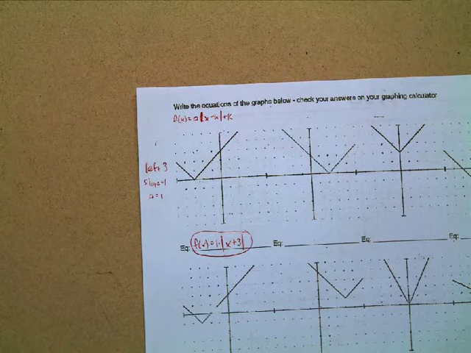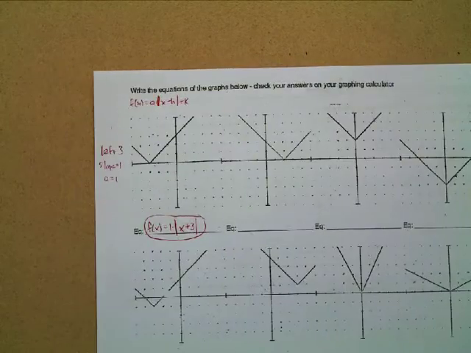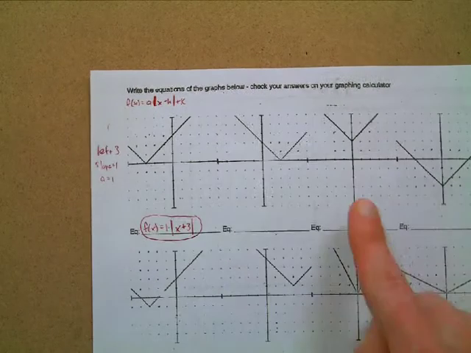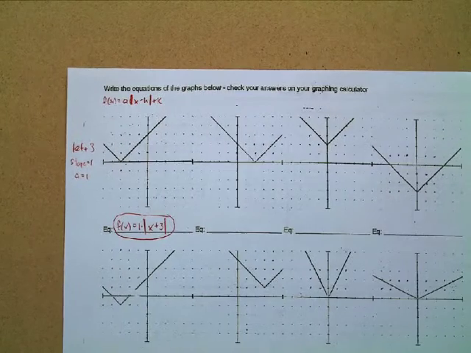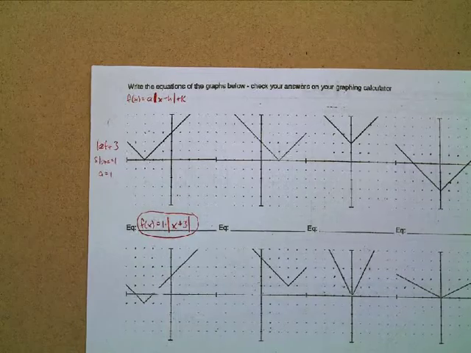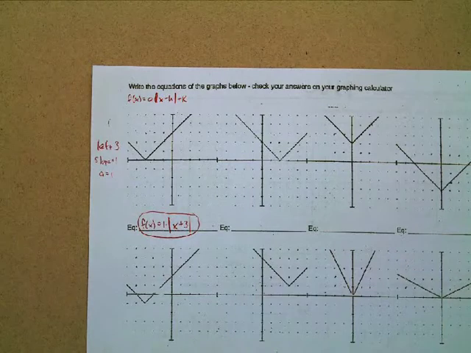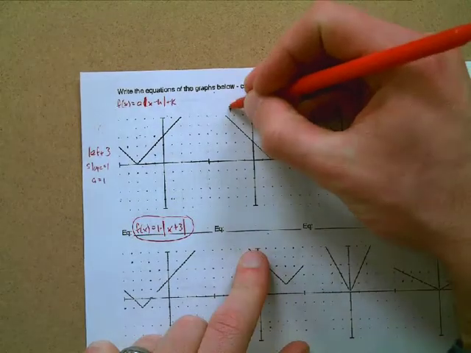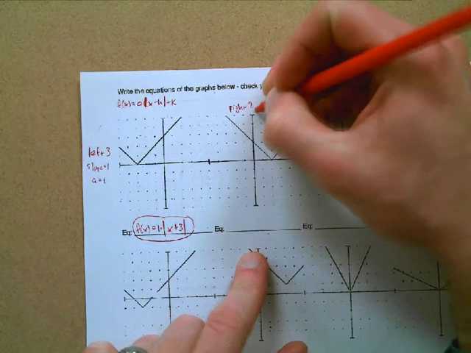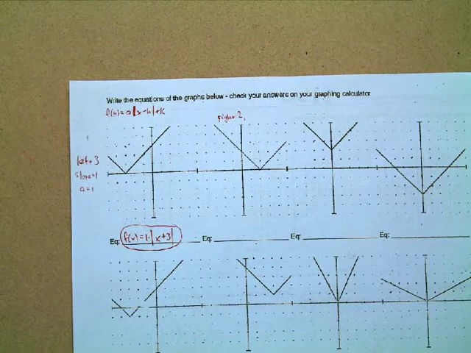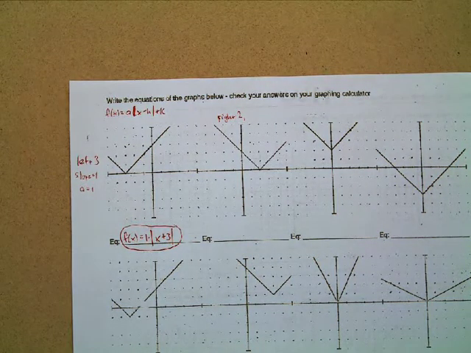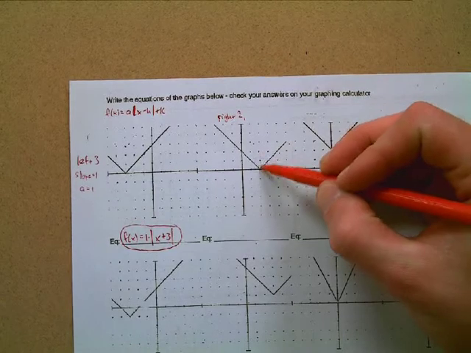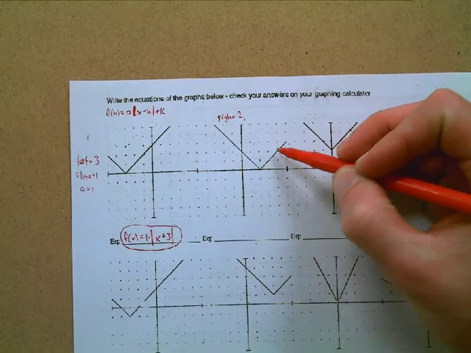Next, let's take a look at another one here. Okay, so we'll look at this guy right here. I'll zoom in on it better, maybe. Okay, what kind of transformations do we notice here about this one? Okay, it shifted right 2. I'm going to write it up here. Right 2. Anything up or down? Nope. What about our slope? Up 1, right 1, up 1, right 1. So it looks like the slope is 1.